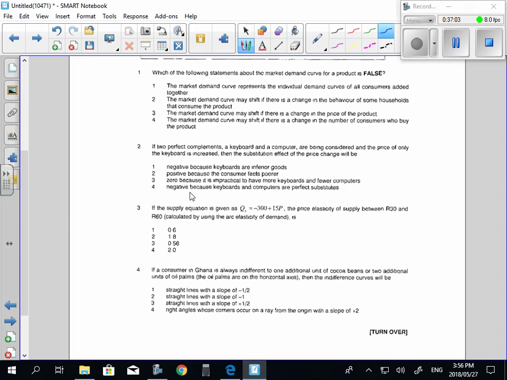Okay, question 1. Which of the following statements about the market demand curve for a product is false? It would be number 3. Market demand curve may shift if there is a change in the price. No, if there is a change in the price, you move along the curve. You do not shift the curve. Okay.